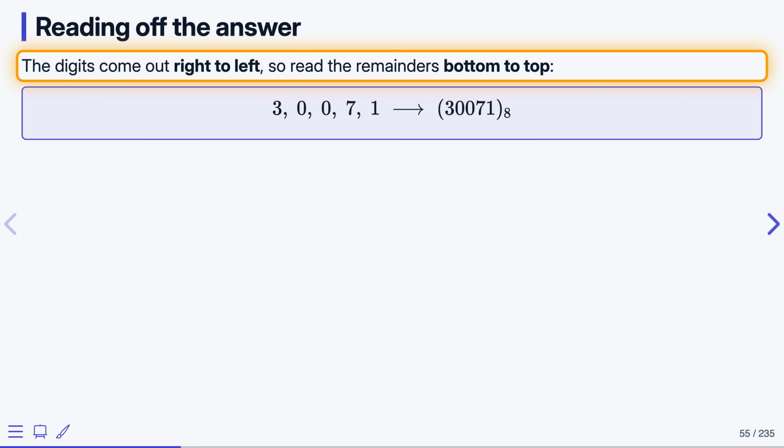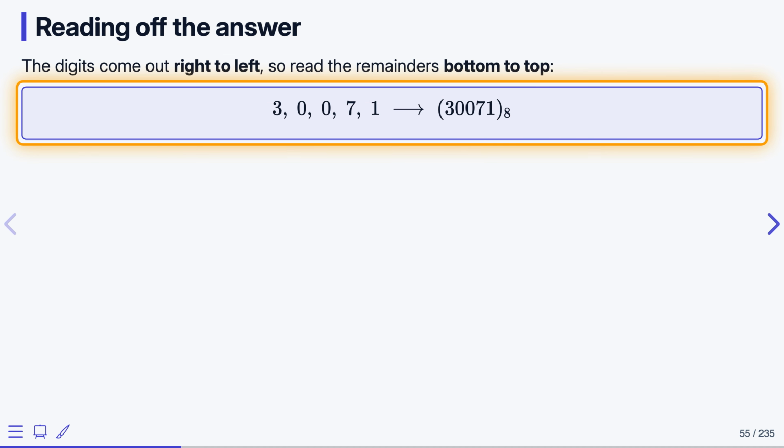Now read off the answer. The remainders came out from right to left, so we read them from the bottom of the table back up to the top. That gives 30071. So the octal form is 30071.